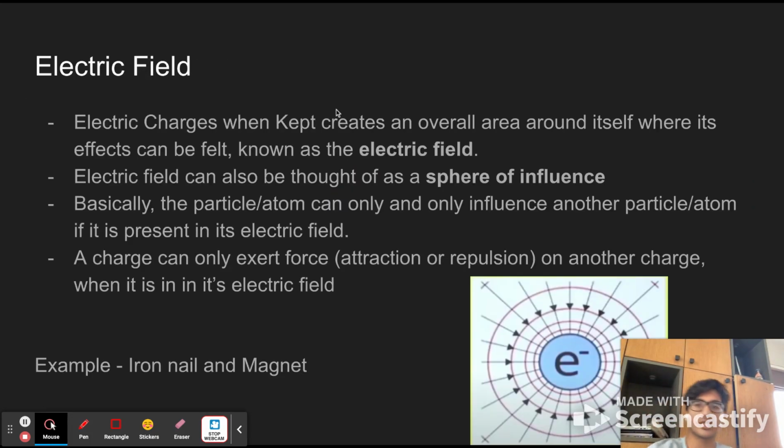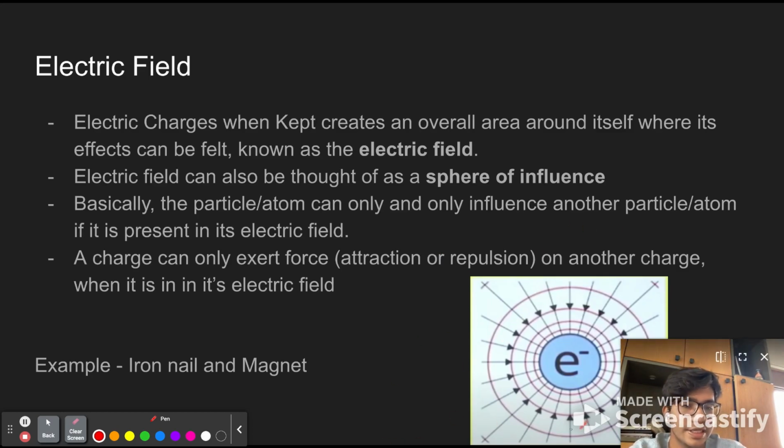Now let's understand electric field. This is really important because it shows us how electricity is generated and how the electric field is applied. As you can see in the image, this is somewhat how an electric field looks. Obviously, this is imaginary, a virtual sphere of influence. Electric charges, when kept, create an overall area around themselves where their effect can be felt. This is known as the electric field.